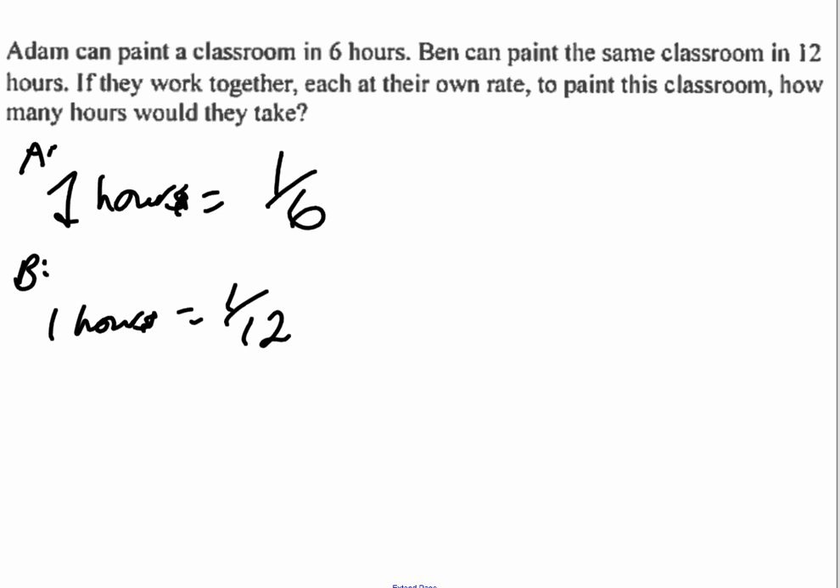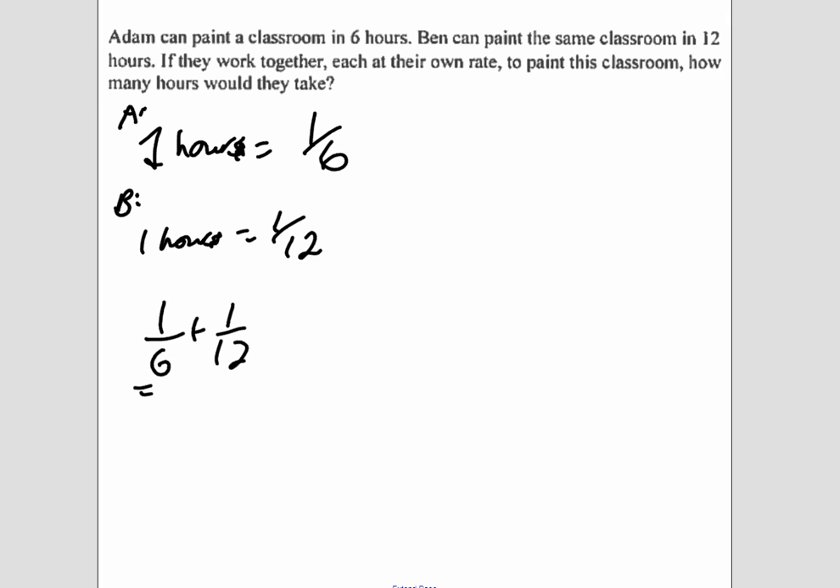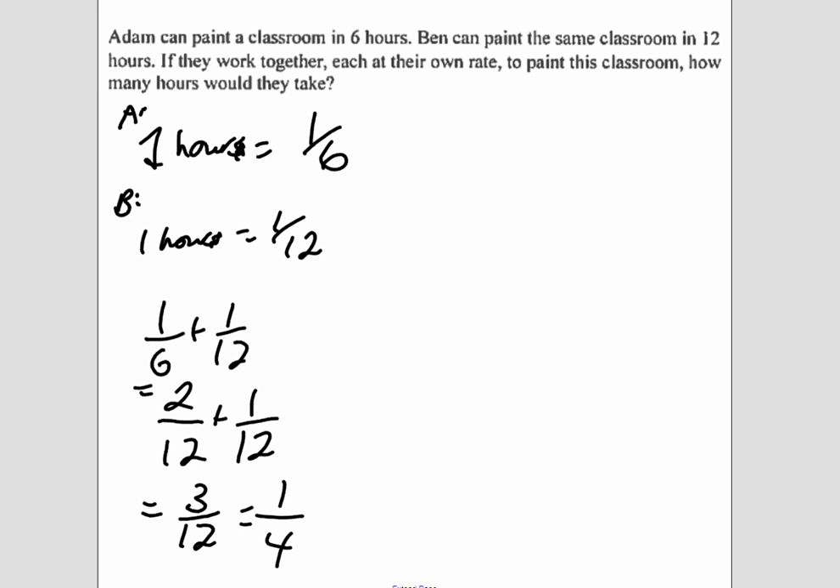So if we combined forces, if Ben and Adam work together, 1/6 plus 1/12, we need to get a common denominator, and that might be new to some of you. Common denominator means to make the bottom or the denominator of the fraction the same number. Whatever you do to the bottom, you have to do to the top or the numerator. And I get 3/12 of the classroom, or that simplifies to 1/4.